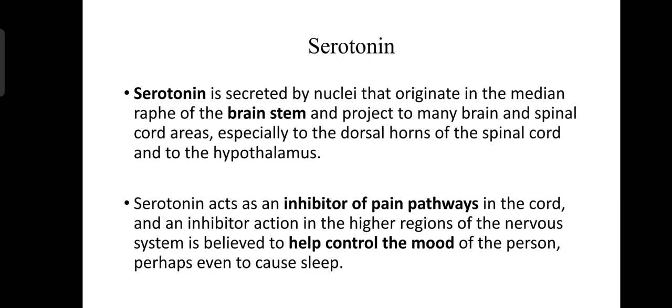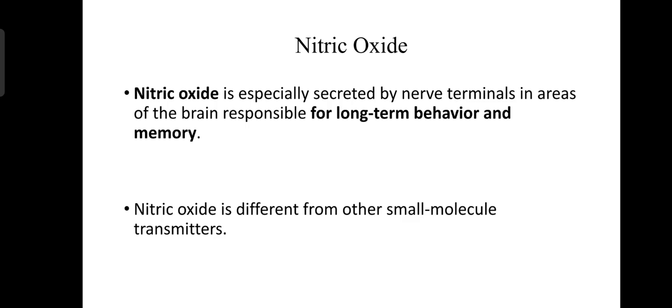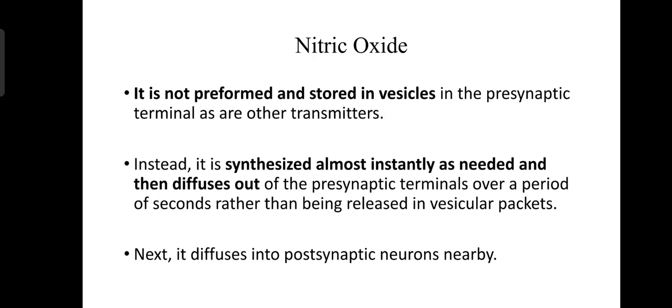Serotonin is a neurotransmitter that's released from areas such as the median raphe of the brainstem, and it acts as an inhibitor of pain pathways, and also plays a role in the control of mood. Nitric oxide is an interesting neurotransmitter, a small molecule that's not pre-stored in vesicles or pre-synthesized. It's only synthesized once needed and diffuses through the membrane to the postsynaptic neuron to do certain actions.